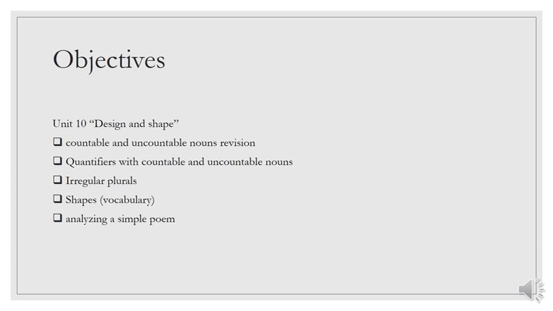The first one will be countable and uncountable nouns revision. You already have ideas about this one. However, we're going to remind you about it. After that, we will move on to quantifiers with these countable and uncountable nouns. The third point will be irregular plurals. And after that, we're going to discuss some shapes. And finally, we're going to analyze a very simple poem.